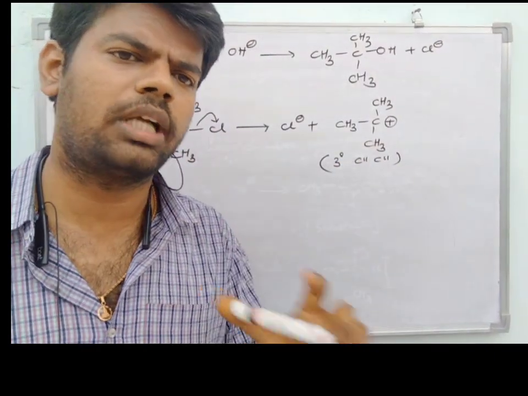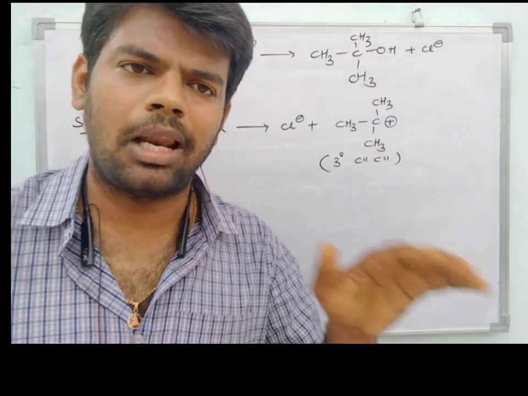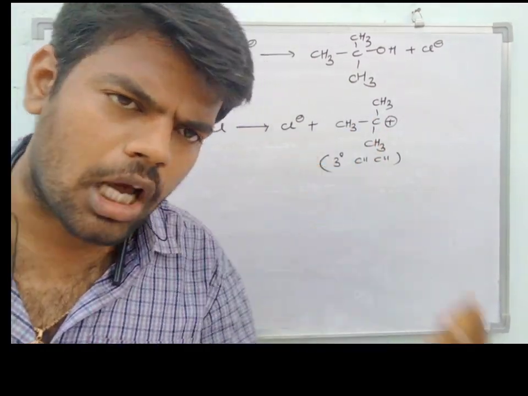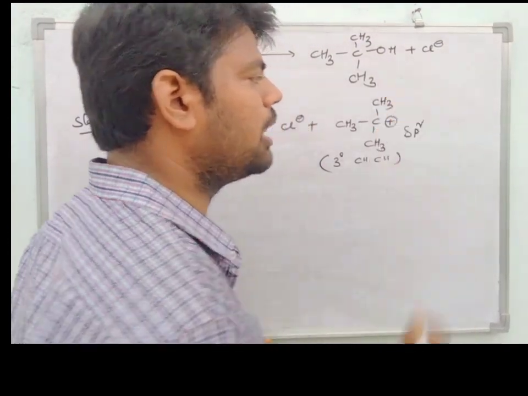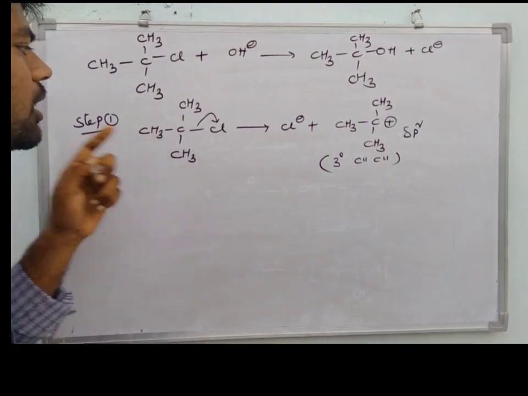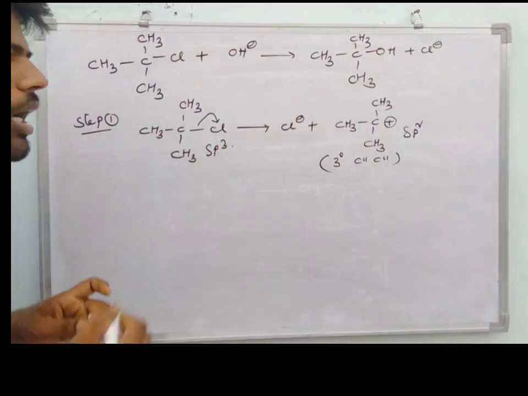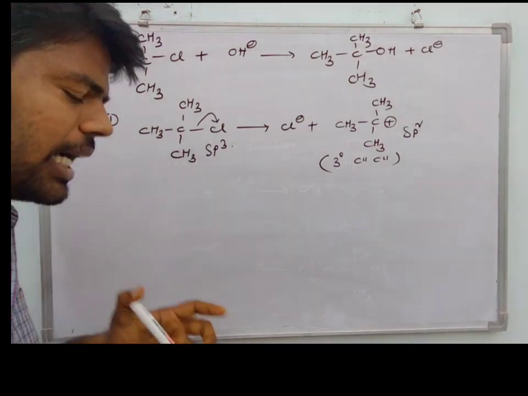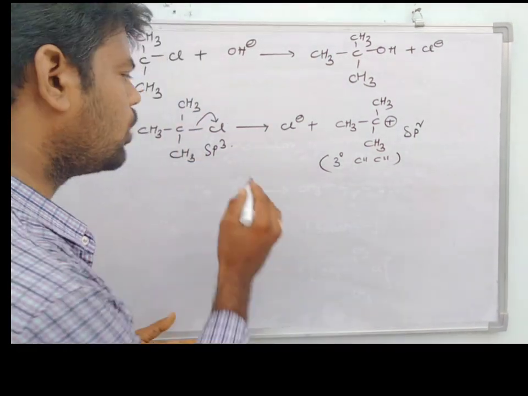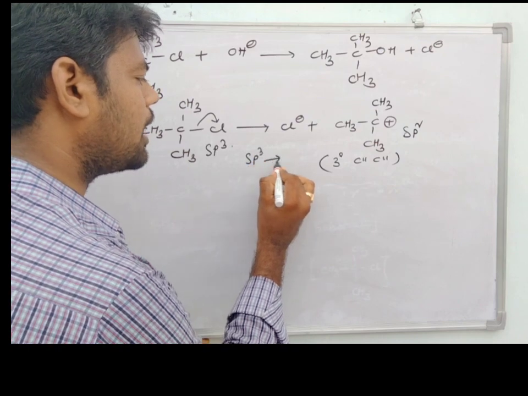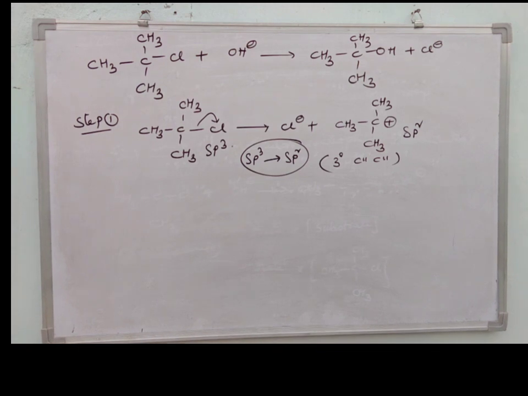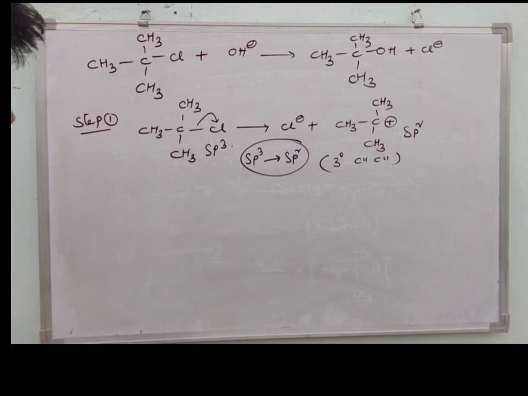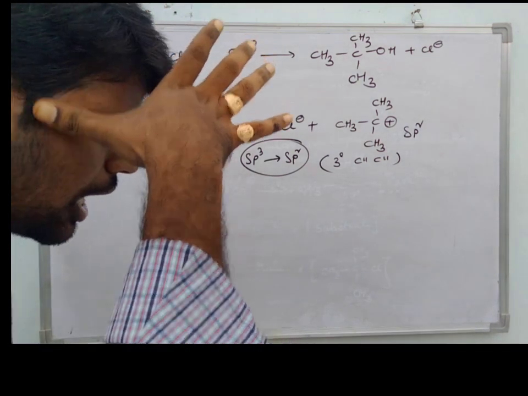tertiary carbocation. If it is a carbocation, then automatically the hybridization of the carbon is sp2. Earlier, this carbon connected with three carbons had sp3 hybridization. That means in step 1 of an SN1 mechanism, the sp3 hybridized carbon is converted to an sp2 hybridized carbon, friends. Generally, the carbocation is there.